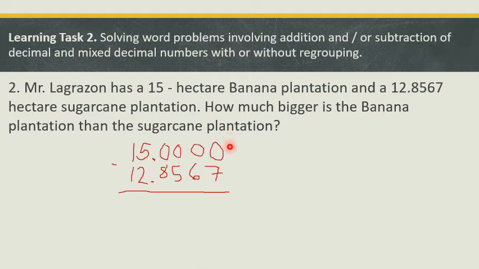So, puro borrowing kasi maliliit yung nasa taas. So, 0 minus 7, cannot be. So, ito ay magiging 10 kasi manghihiram tayo doon sa 0. Ito ay magiging 9 kasi manghihiram tayo sa kasunod. Ito ay magiging 9 uli. Ito ay magiging 9. Then, ito ay magiging 4.